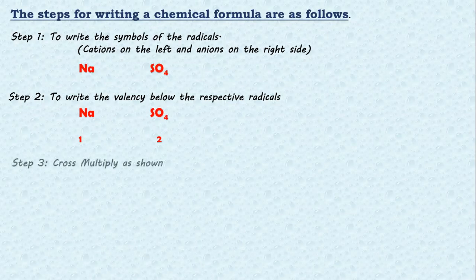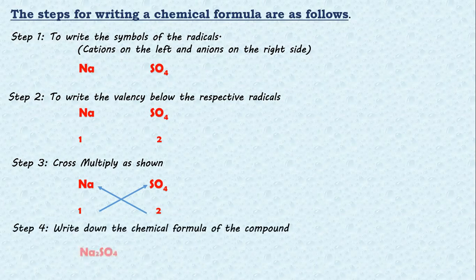And now students, next step we cross multiply. That is how we do in maths. Criss cross. So 2 goes to sodium and 1 goes to sulfate. And thereby the final formula becomes Na2SO4. That is sodium sulfate. So this is how we make the chemical formulae of ionic compounds.